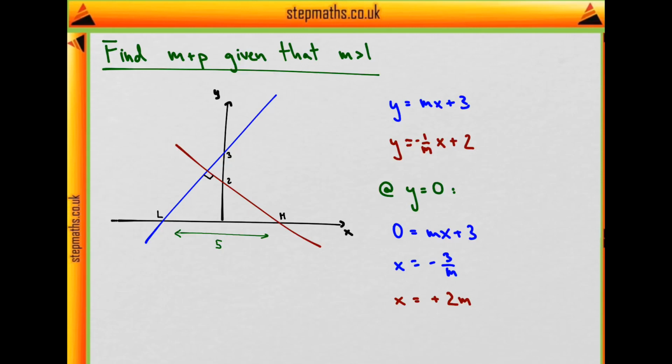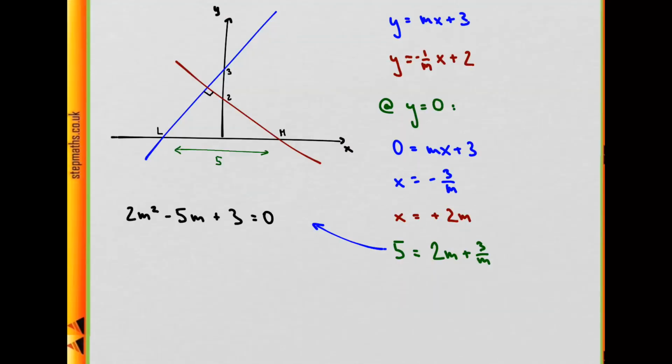But we need to be very, very careful now, because when we want to evaluate the distance between them, we need to take this coordinate with a negative sign. So it will be 2m plus 3 over m, the distance from 0 to M plus the distance from 0 to L. And although in this form it might not look like one, this is in fact a quadratic equation when we multiply by m, and we can solve it for m.